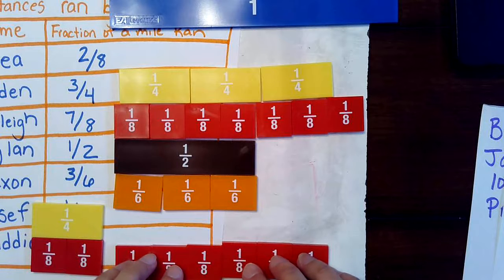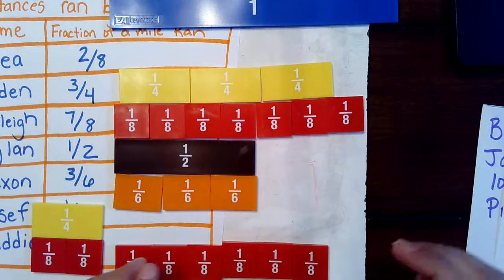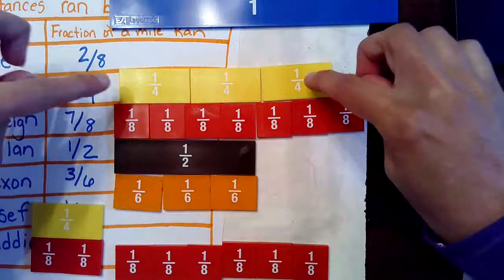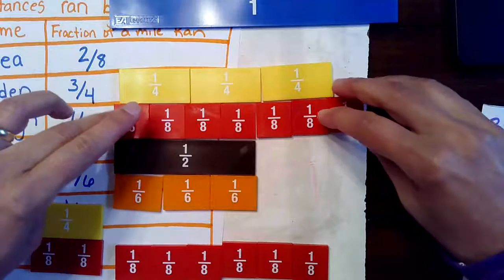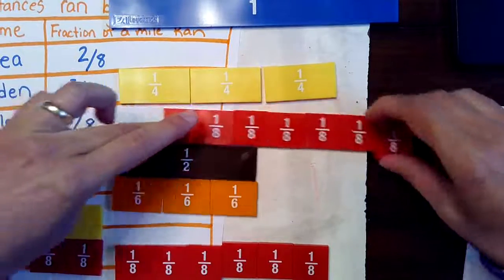So Briley, I'm going to take your 8s off. I don't think you ran the same as anybody. You are on your own distance there. Now let's look at Caden and Maddie.